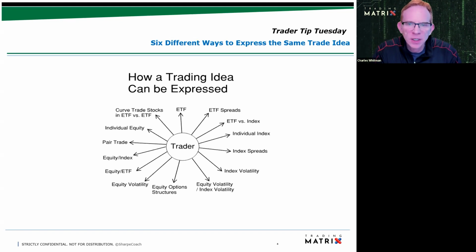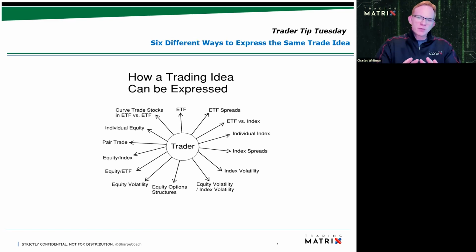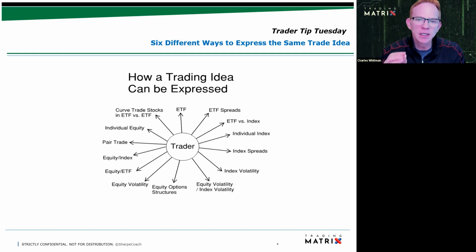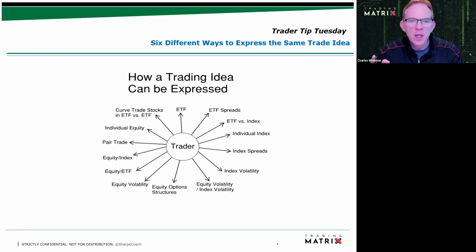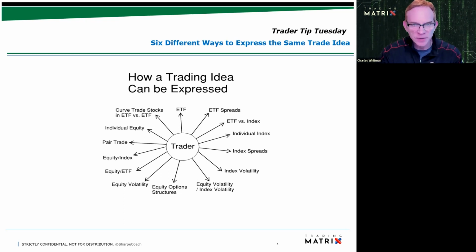Let's talk about this. So I put together this chart here that talks about how a trading idea can be expressed. So let's say that I'm a trader, and let's go through. I could buy an ETF. I could do an ETF spread where I bought one ETF, sold another ETF. I could buy an ETF and sell an index. I could buy an individual index. I could buy index spreads where I buy SPY, sell QQQ. I could trade index volatility. So I could trade the VIX. I could do equity volatility versus index volatility.